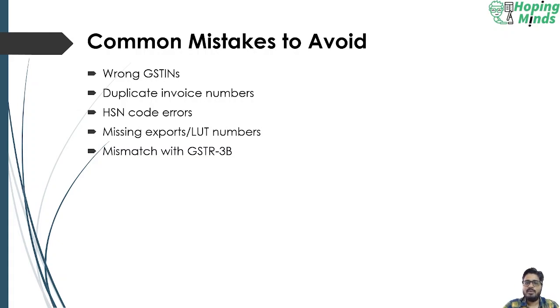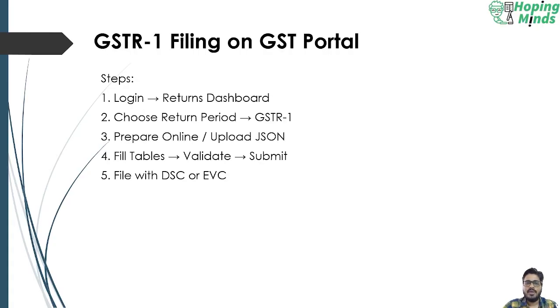Then mismatch with 3B data. GSTR-1 and GSTR-3B data must be in sync with each other. Then GSTR-1 filing on GST portal, we have already discussed this in our previous module. So the steps will be, first we have to log in to our GST account and navigate to the return dashboard. Then we have to choose the return period and then the type of return, that is GSTR-1 return.